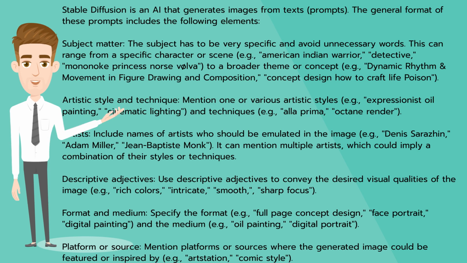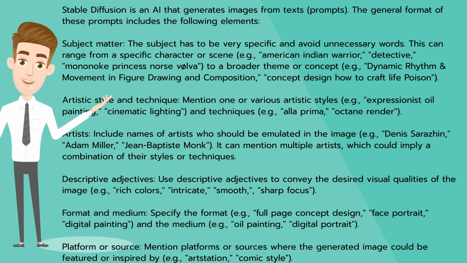The following parameter will be the format and medium. This is important because an image for a children's book will not have the same format as a photograph for a Tinder profile. Don't you think so? Lastly, and closely related to the above, we have the platform or source. It's important to indicate where we could find an image like this. Would it be on Instagram? In a comic? Who knows?